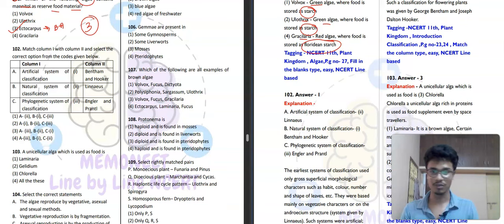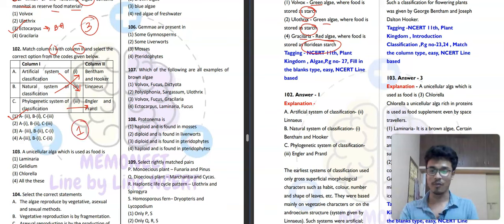Question 102 says match column 1 with column 2 and select the correct option. Artificial system of classification, natural system of classification, and phylogenetic system of classification. Phylogenetic means those which have some evolutionary history. The artificial system of classification was done by Linnaeus, the natural system by Bentham and Hooker, and lastly the phylogenetic system by Engler and Prantl. So our correct answer for this question will be the first option.